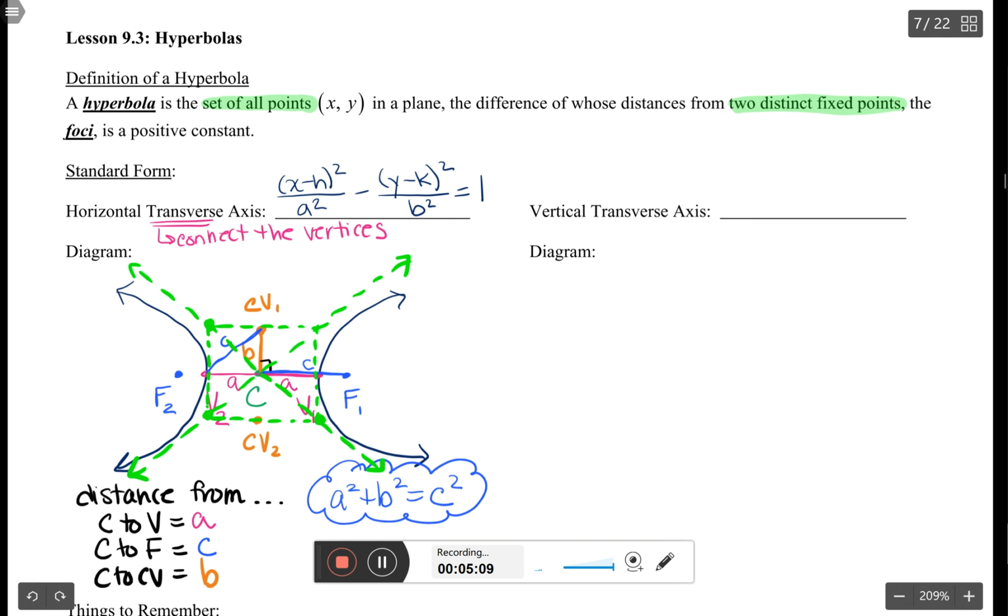Now, if we look at the asymptotes, we want to find the slope of the asymptotes. So the slope of this asymptote here, well, I know it passes through the center. From the center to get to the corner of the box, I'm going to rise the distance of B and run the distance of A. So my slope is going to be B over A. The other asymptote, this asymptote here, I'm going to rise the distance of B and run the distance of A, and that's going to the left, so it's just going to be negative B over A.